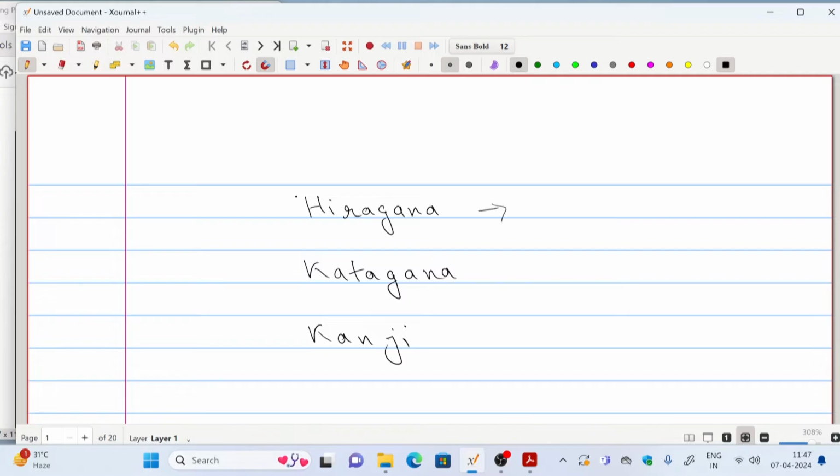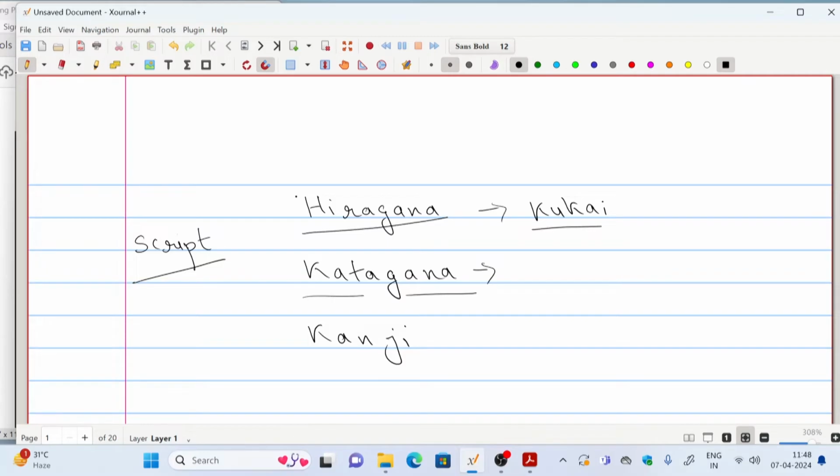Later on, priest Kukai developed Hiragana, the first script. So Hiragana is basically the syllable, the sounds of Japanese language. Priest Kukai was a Buddhist priest. He visited China and then he developed Hiragana. Katakana has been developed. Hiragana and Katakana have the same sounds. It is pronounced in the same way. Only the writing system is different.